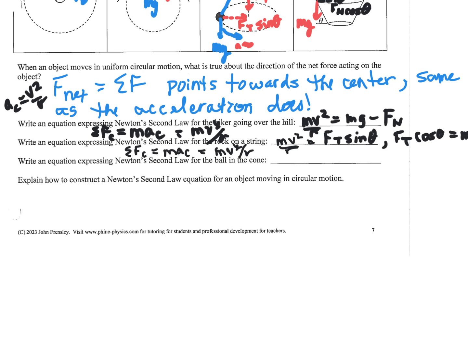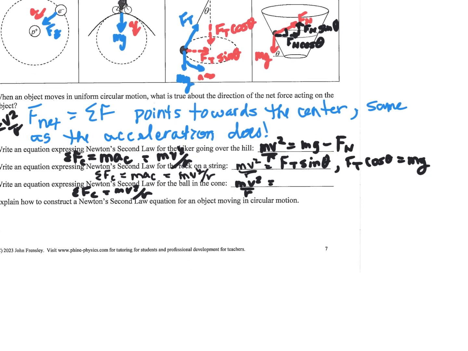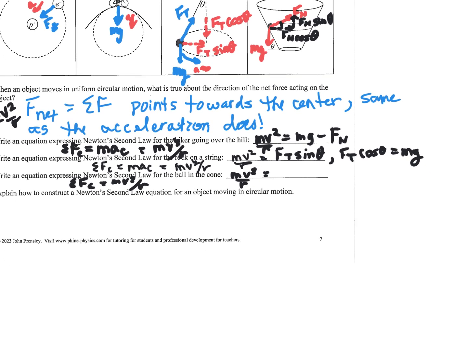Now, ball in the cone. We again know that the sum of forces, centripetal, mv squared over r. So this mv squared over r is equal to what's acting in the same direction, which would be the normal force times the cosine of theta. I'm sorry, sine. What did I do? It's up here. This is the angle. This should be cosine. This should be sine. I'm sorry, guys. This should be normal force times the sine of theta. And we know that mg is equal to the normal force cosine of theta.